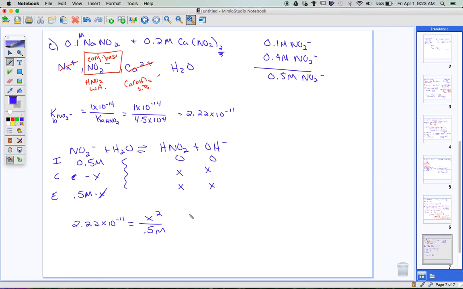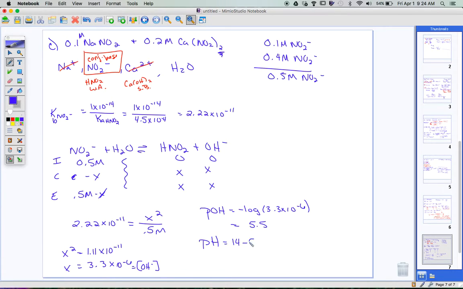And when we solve for it, we end up getting x squared equals 1.11 times 10 to the negative 11th. And then when we take the square root, x equals 3.3 times 10 to the minus 6th. This happens to be the hydroxide concentration, which is one of the things they wanted us to find. And the pOH is the negative log of that, which ends up being 5.5. So the pH is 14 minus the 5.5, which is 8.5. Somehow I have another number in there, 8.52.